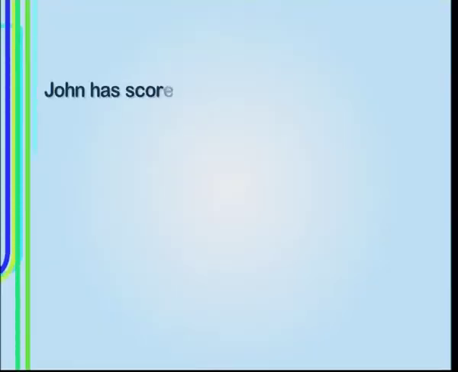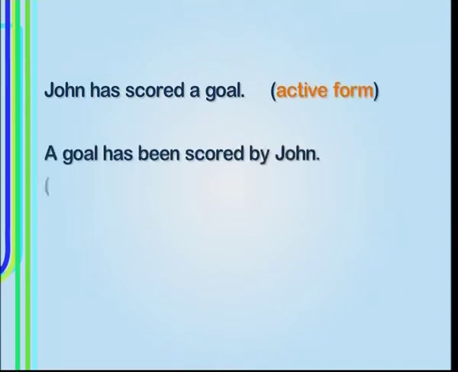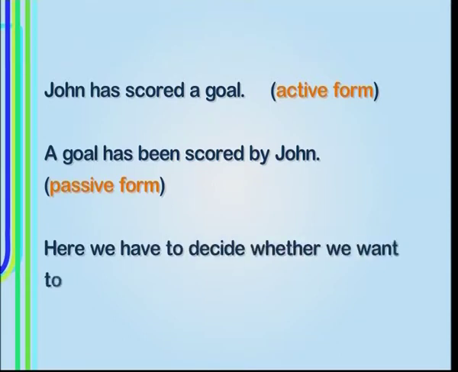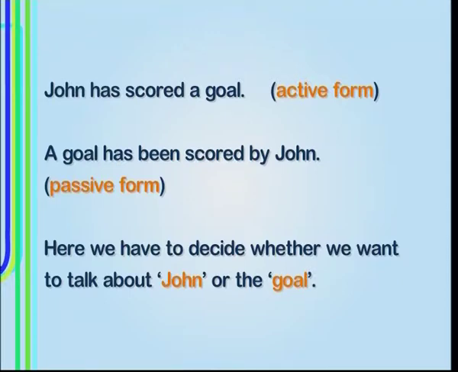Now, why do we resort to passive voice? When we need to focus on the person or thing affected by an action, which is the object of an active form of the verb, we make that person or thing the subject of the passive form of the verb. John has scored a goal. That's an active form. A goal has been scored by John. That's a passive form. Here we have to decide whether we want to talk about John or the goal.